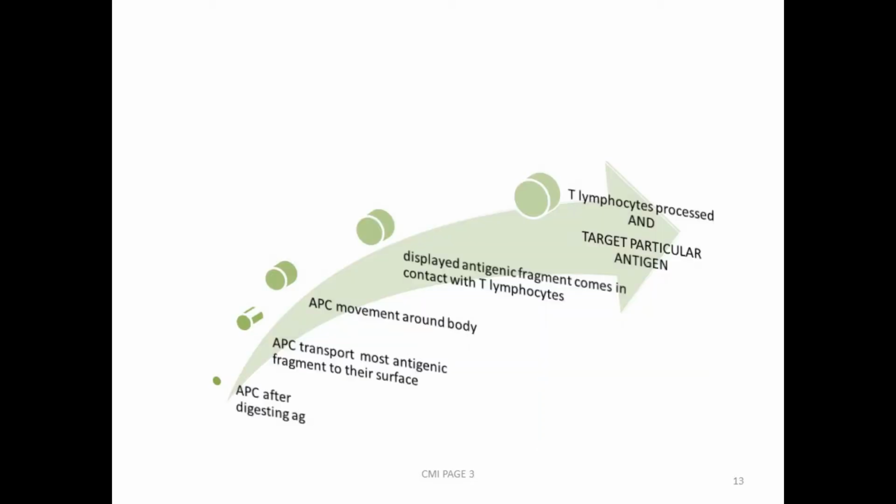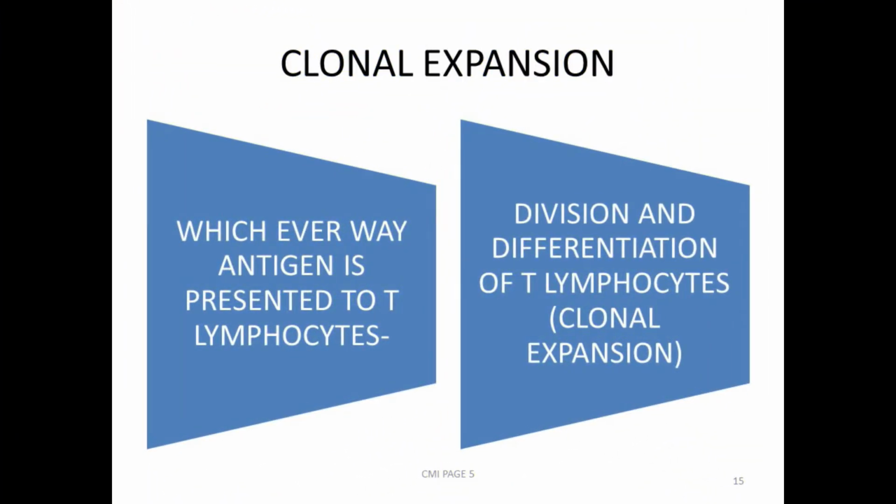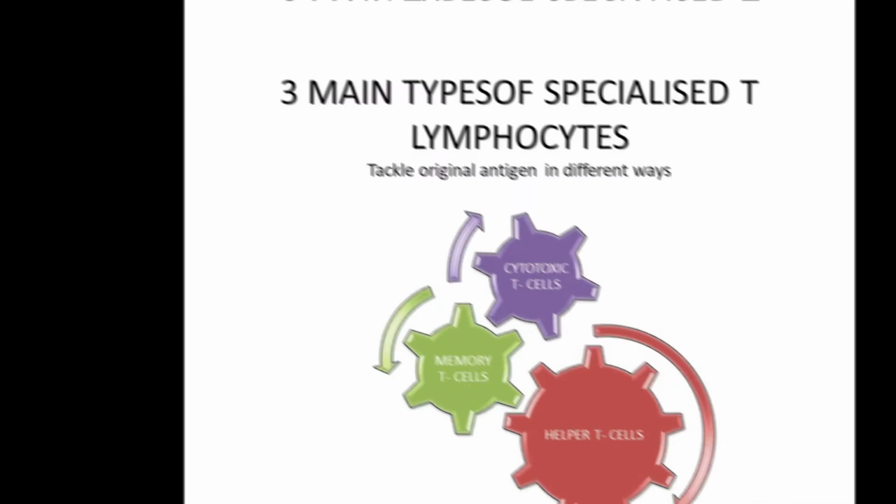So let's see in detail. The antigen presenting cell which digests the antigen exposes the most antigenic fragment on its surface. Then the antigen presenting cell moves around the body. So the displayed antigenic fragment comes in contact with the T lymphocyte, and the T lymphocytes are processed, and they target the particular antigen and destroy it. Whichever way the antigen is presented to the T lymphocyte, the division and the differentiation of the T lymphocyte occurs, which we call clonal expansion.